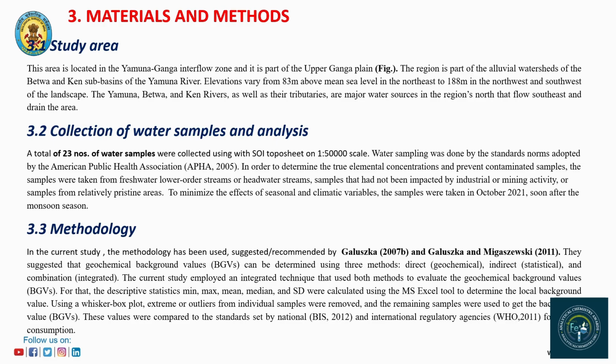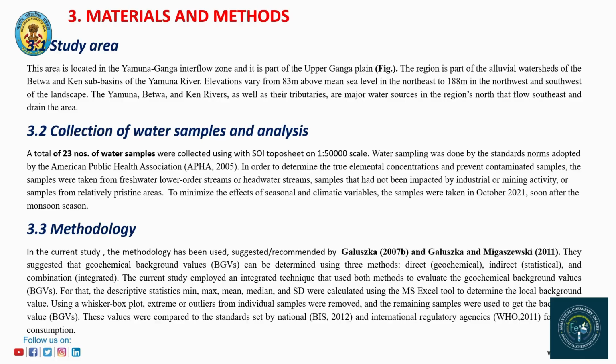Elevation varies from about 80 meters and goes up to 300 to 400 meters in the northwest and southwest of the landscape. The Yamuna, Betwa and Ken rivers, as well as their tributaries, are the major water sources in the region, flowing north and southwest in the drainage area.